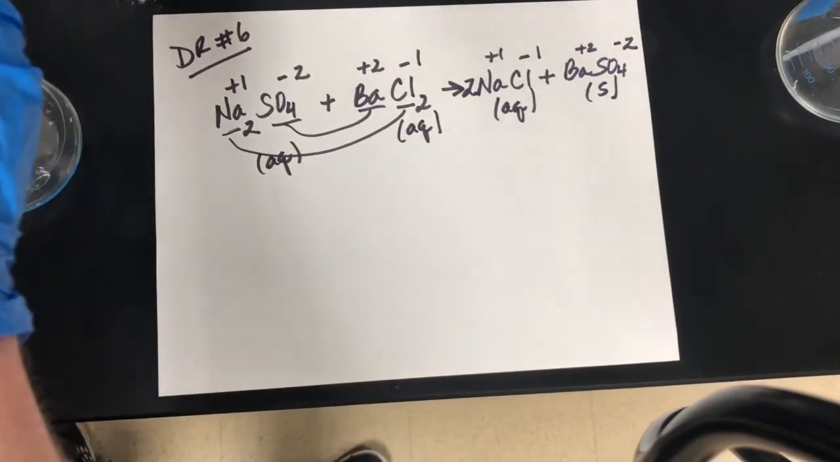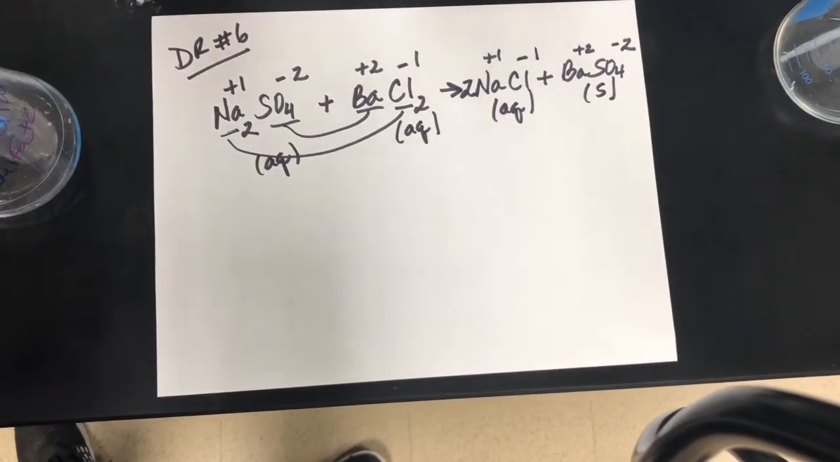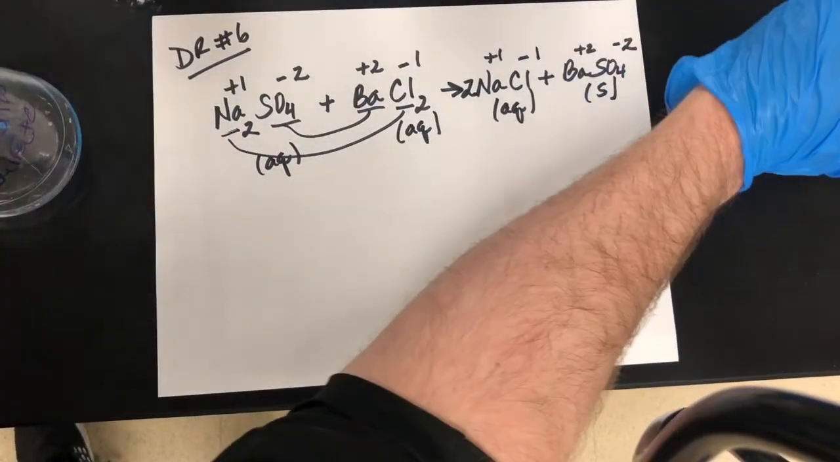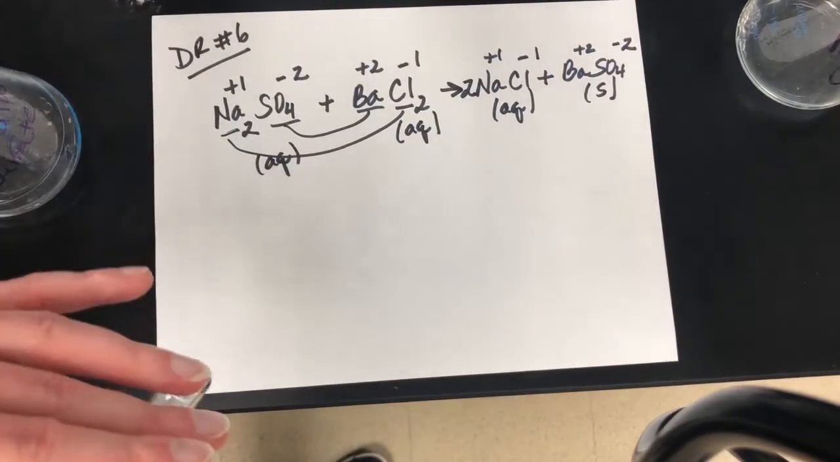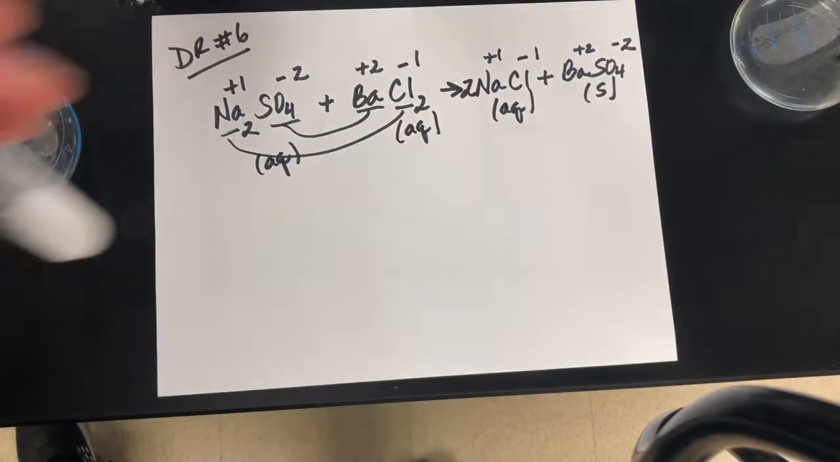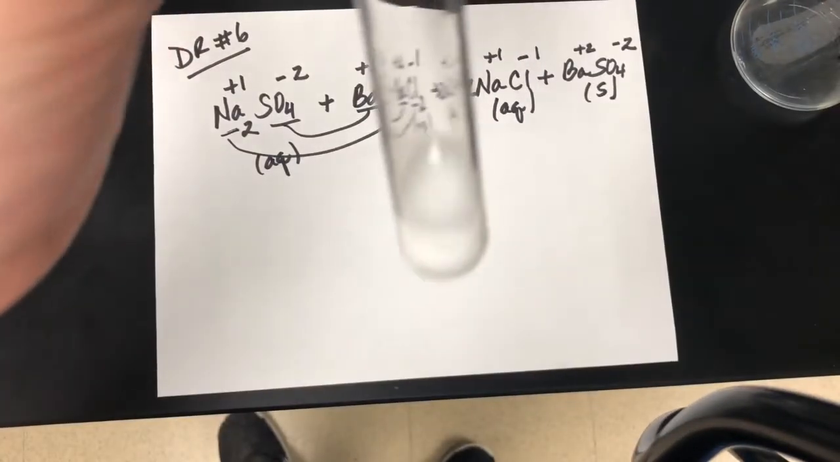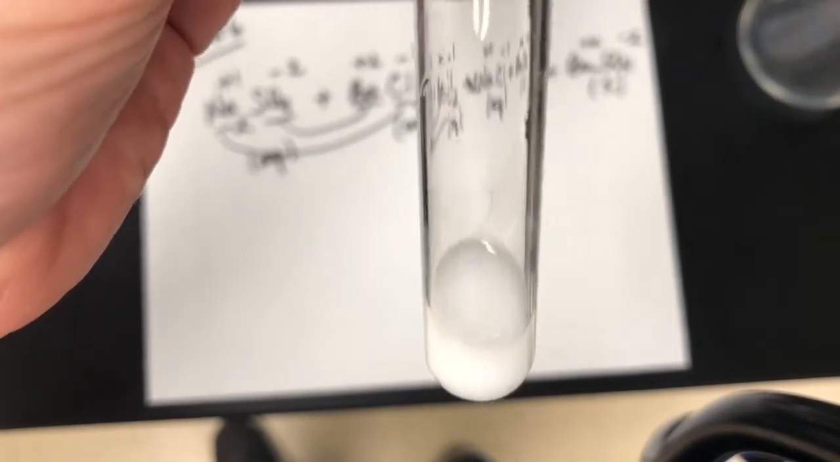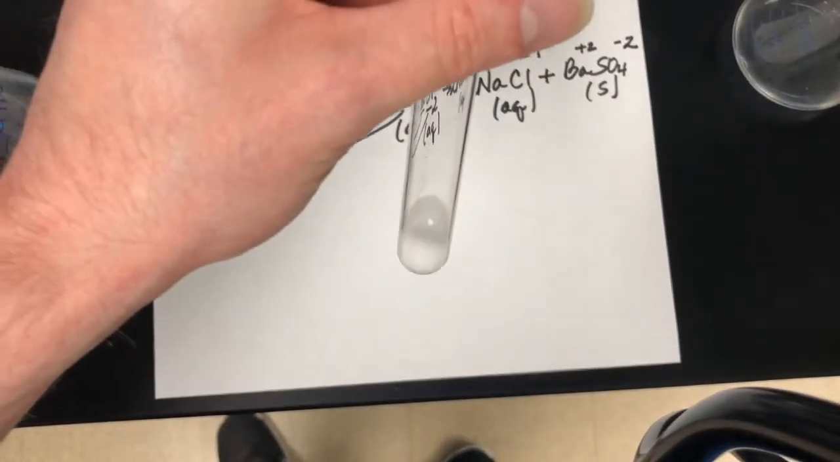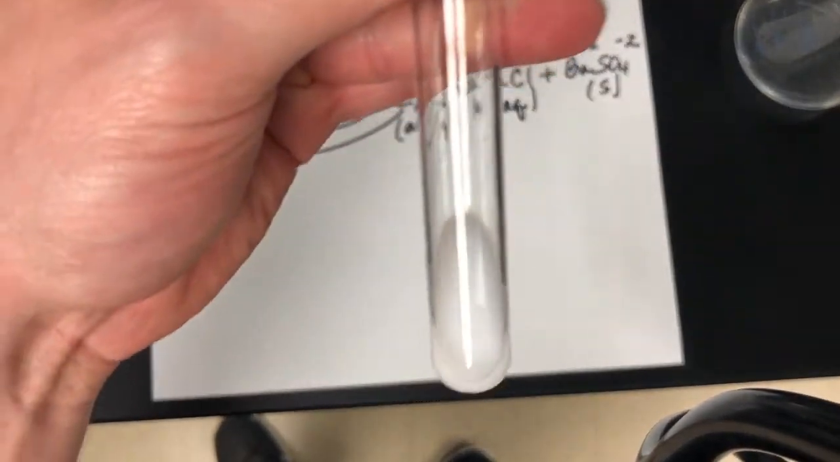Okay, so I'm going to take my sodium sulfate solution. I'm going to put me a nice squirt in the test tube, and then I'm going to take my barium chloride solution, and I'm going to put a nice squirt. Okay. So it formed a milky white precipitate. Okay, they're both clear solutions, and then when you mix them together, you get a white precipitate.